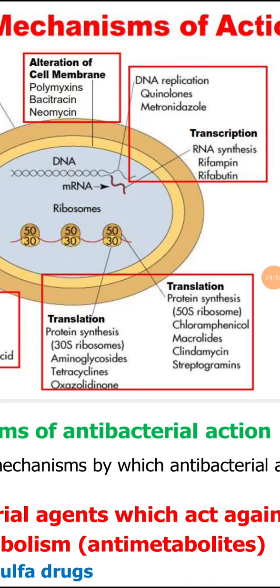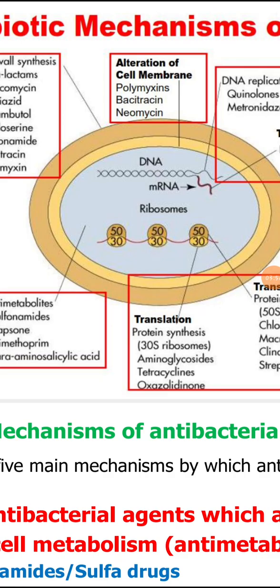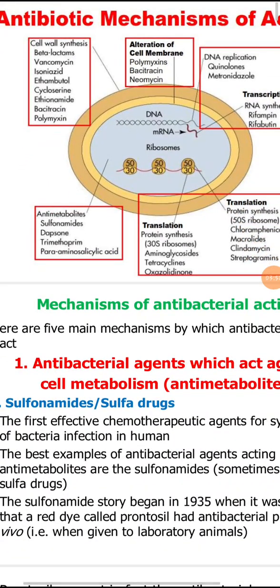The fifth class, based upon the mechanism of action, nucleic acid inhibitors, nucleic acid replication or transcription inhibitors, RNA and DNA formation inhibitors like quinolones, metronidazole, rifampin, and rifabutin are some of the examples of drugs that are classified based upon the mechanism of action.